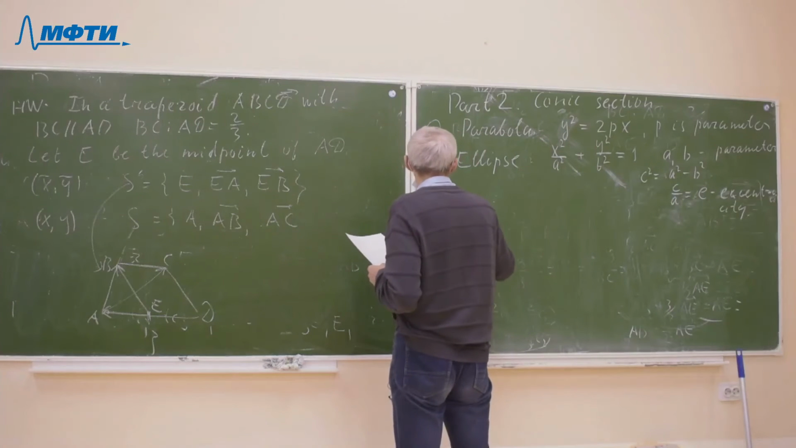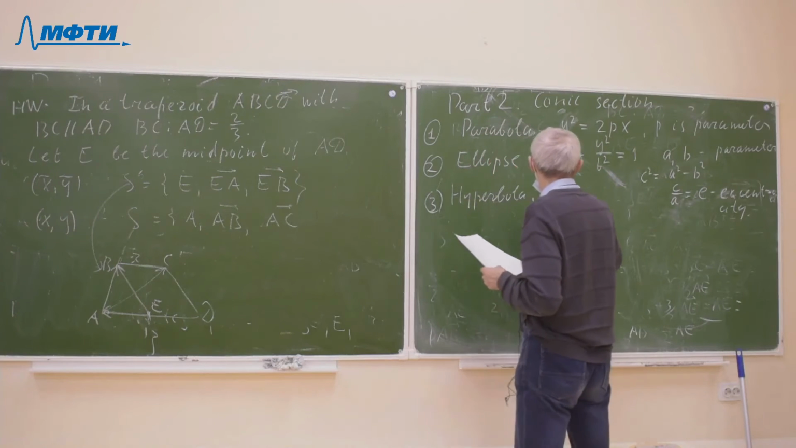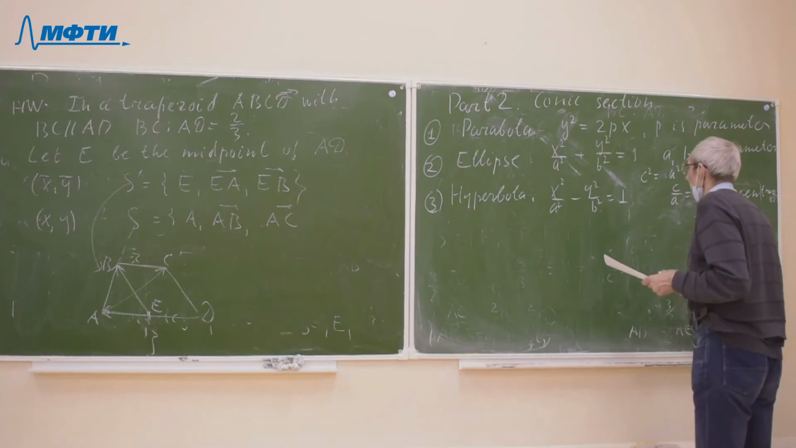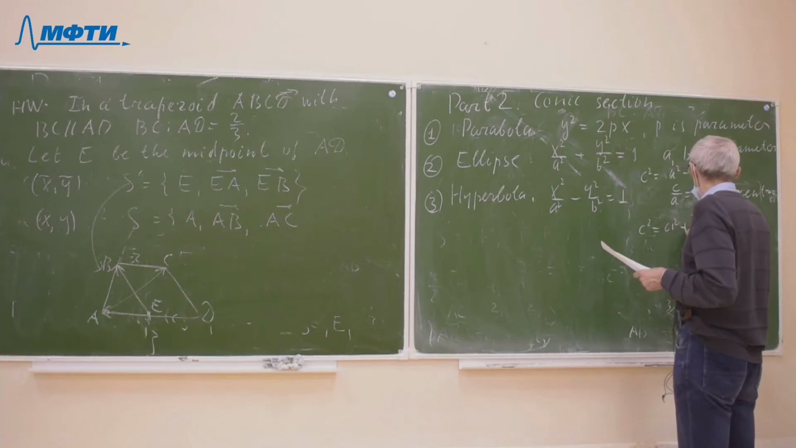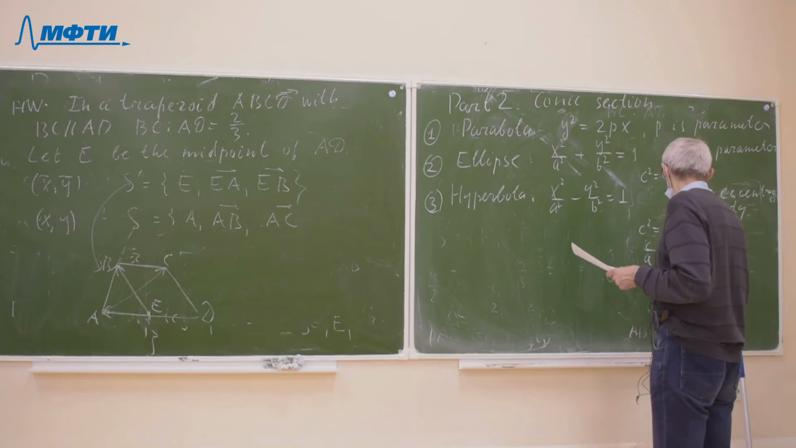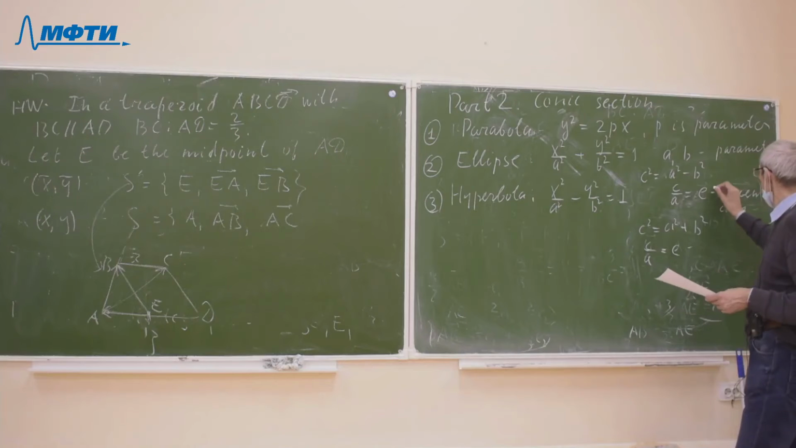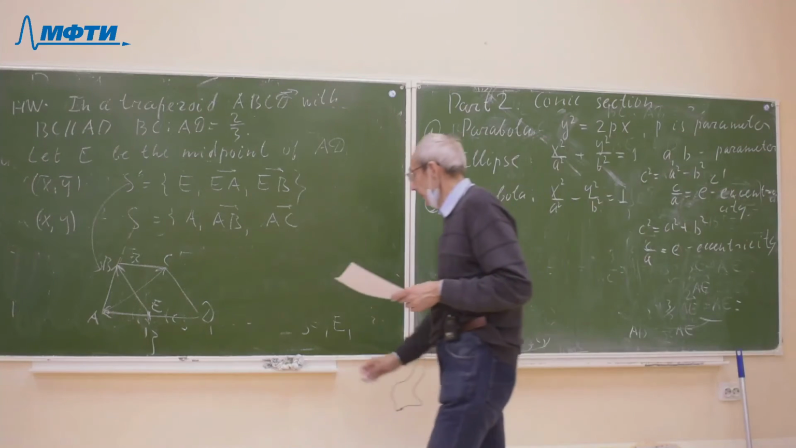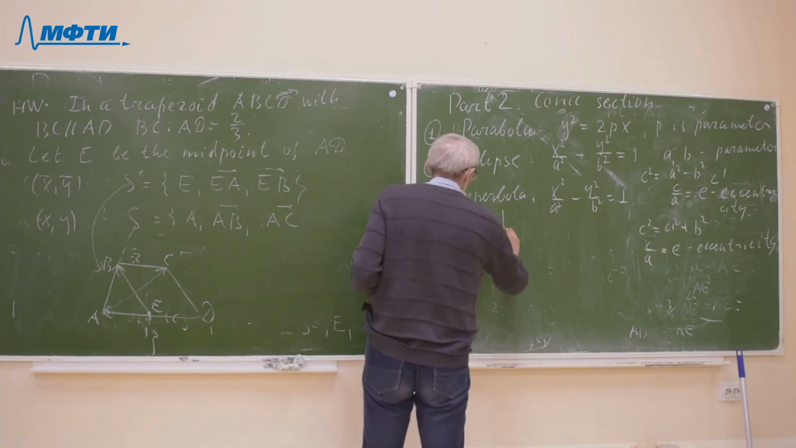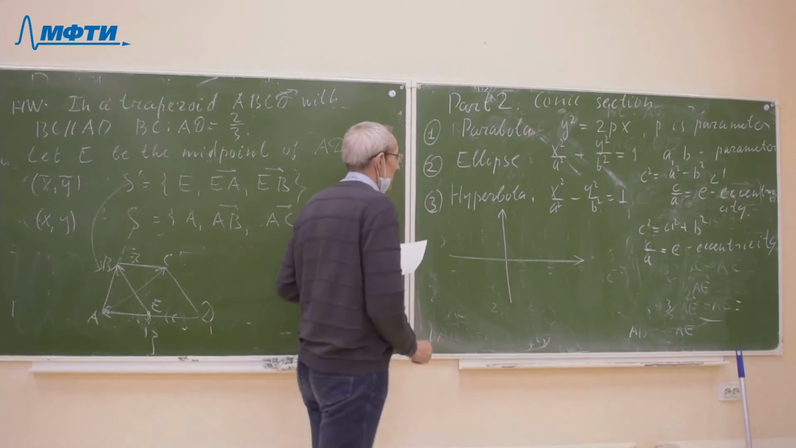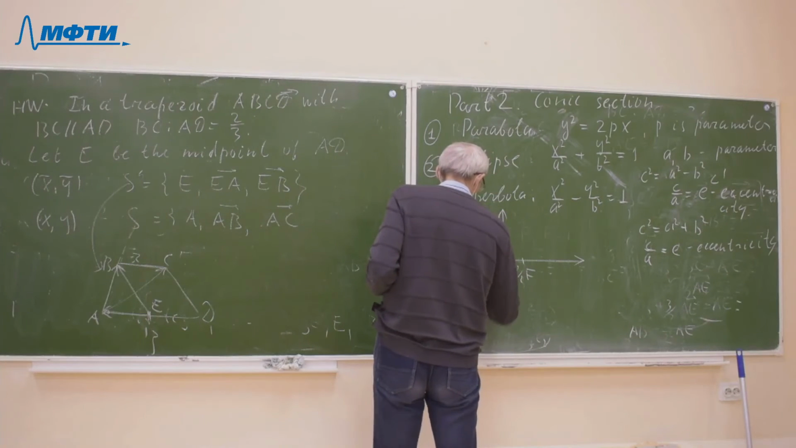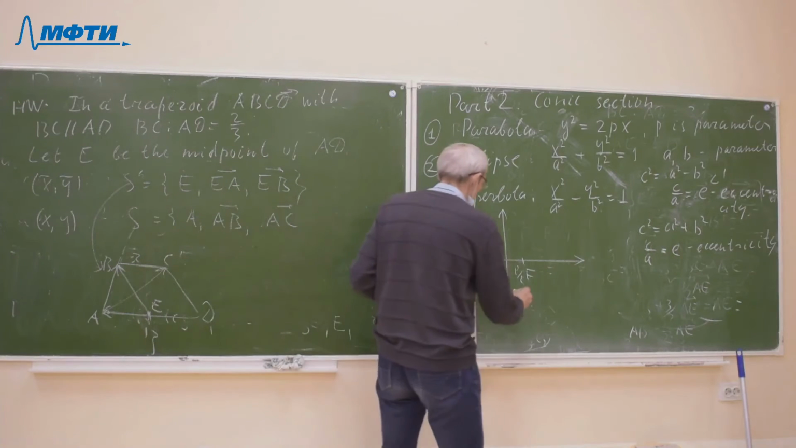And the third formula, the hyperbola. In this formula, c squared is equal to a squared plus b squared, and the ratio c over a is also the eccentricity. These are the canonical forms of these three curves. Parabola.